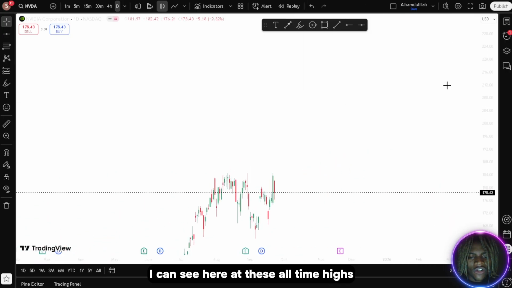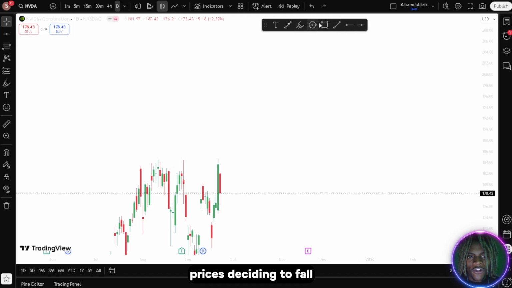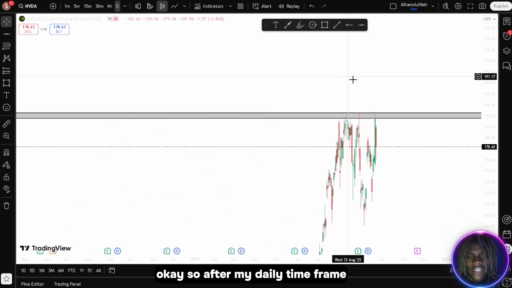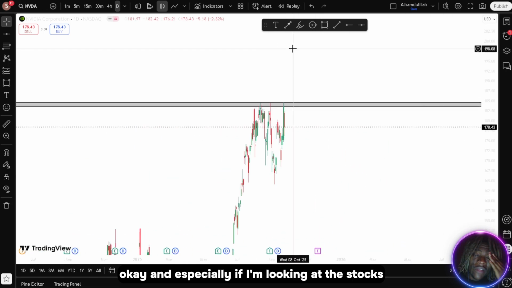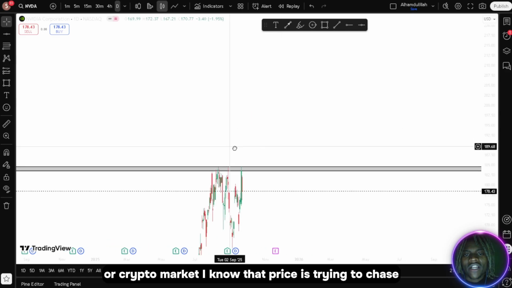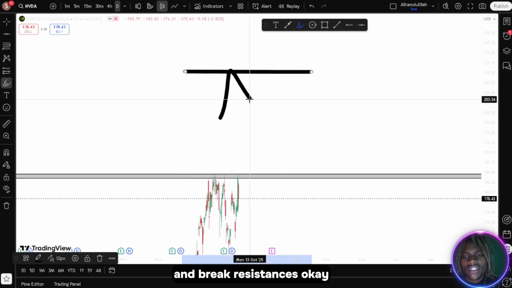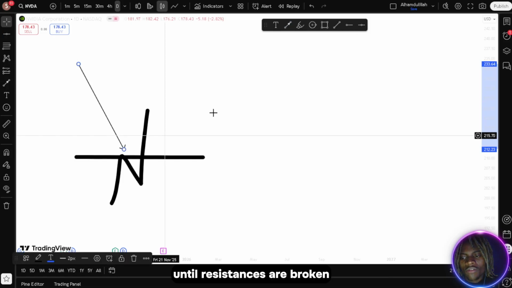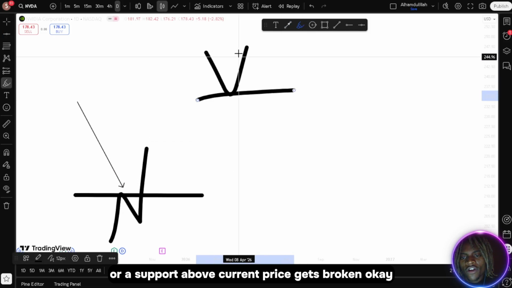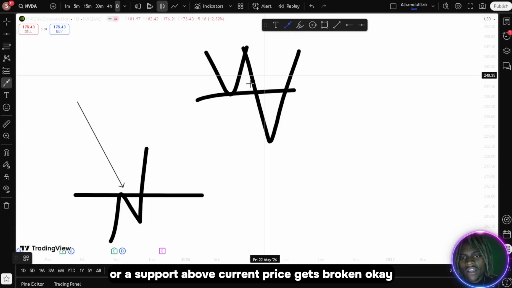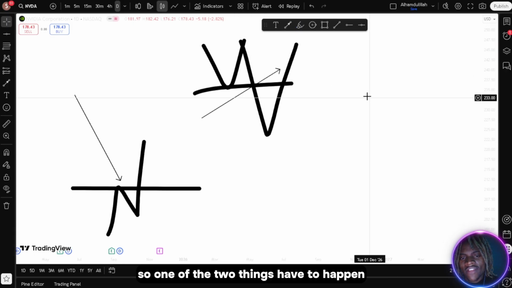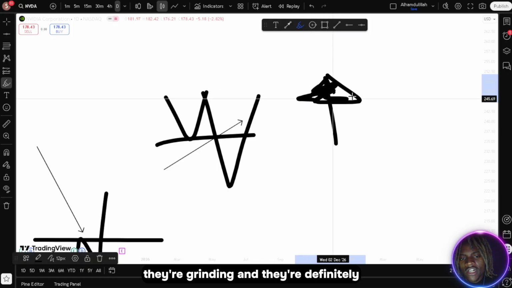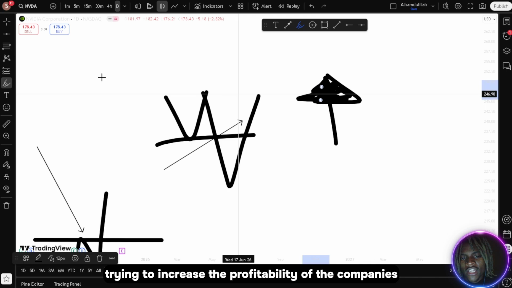I can see here at these all-time highs, price is deciding to fall pretty much in the same exact zone. After my daily time frame, especially if I'm looking at the stock or crypto market, I know that price is trying to chase and break resistances, because price cannot go in an upwards direction until resistances are broken or a support above current price gets broken. One of the two things has to happen in order for price to go upwards. And people are working hard at these companies, they're grinding, and they're definitely trying to increase the profitability of the companies.